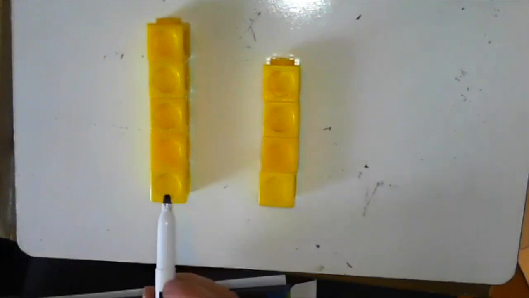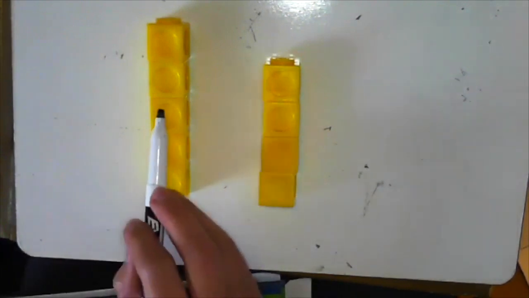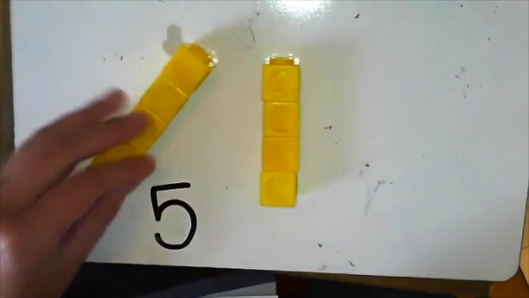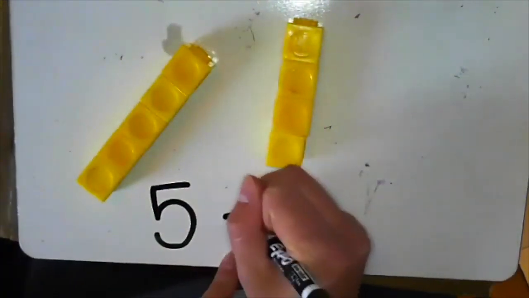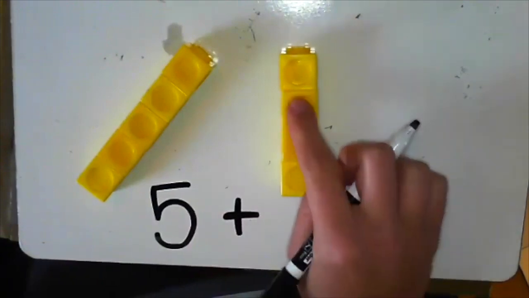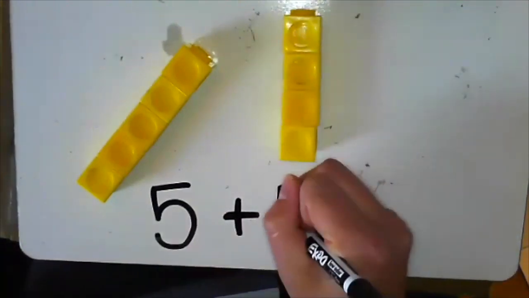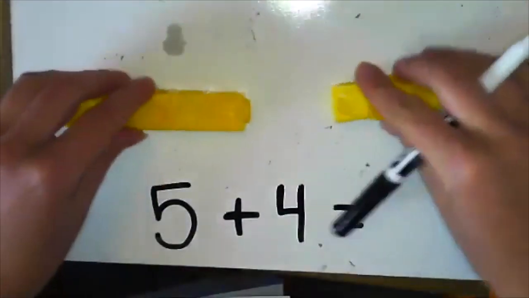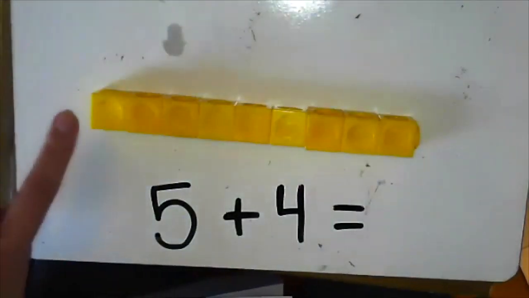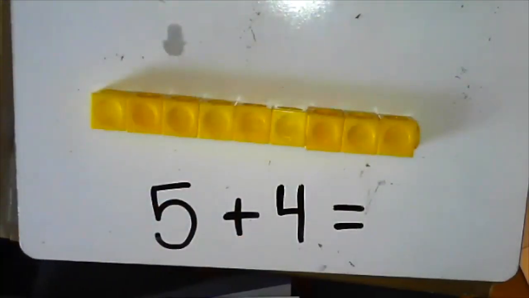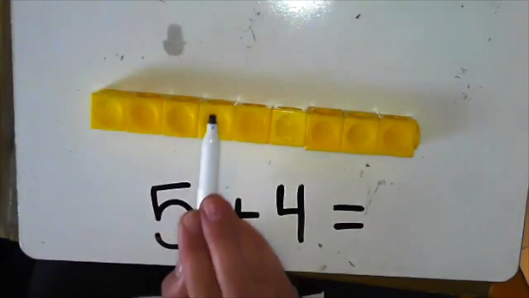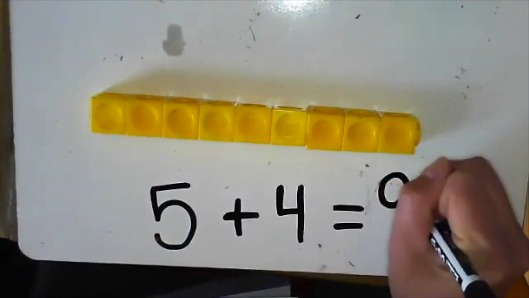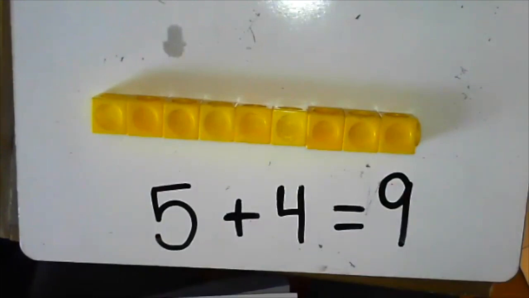I have 5 cubes in this line. 1, 2, 3, 4, 5. Plus 1, 2, 3, 4 in this line. How many cubes do I have in all? Well, if I join them together, I have a big snake. Let's count them. 1, 2, 3, 4, 5, 6, 7, 8, 9. I have 9 cubes in all.